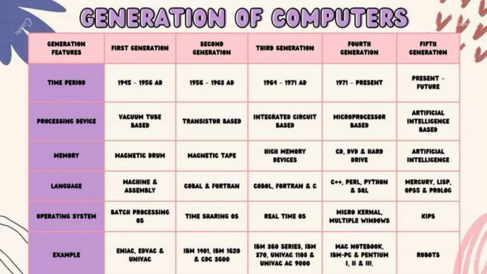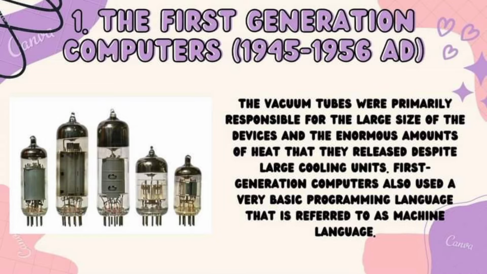On this slide, you can see there is a table. It shows the generation features, including the time period, processing device, memory, language, operating system, and example. You can pause the video to read the table. First generation computers, from 1945 to 1956: first is the vacuum tubes, which were primarily responsible for the large size of devices and the enormous amounts of heat that they release despite large cooling units.